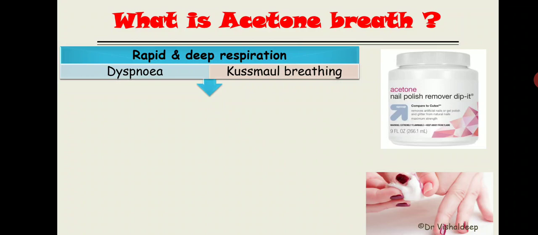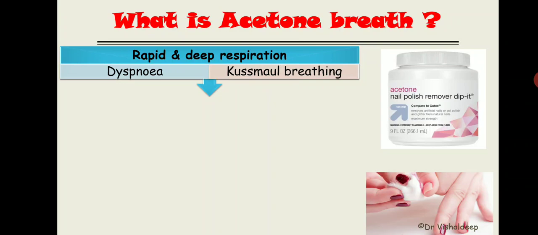This lower pH, or acidosis, will ultimately stimulate the respiratory center, and it will lead to deep and rapid respiration. It is known as air hunger, and there is difficulty in breathing. So both this rapid and deep respiration with dyspnea in a diabetic ketoacidosis patient is known as Kussmaul's breathing.